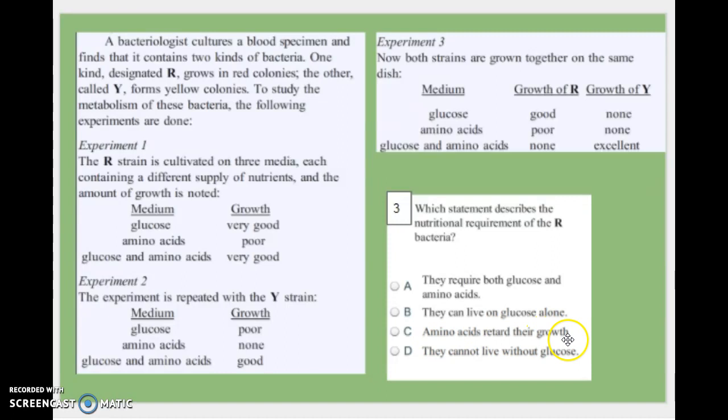Amino acids retard their growth. Nah, they still grew a little bit in amino acids. They cannot live without glucose. Again, they grew some in just amino acids. That was without glucose. So it looks like B is the only one that makes sense. They can live on glucose alone because they did very well when they just had glucose. So our answer is B.